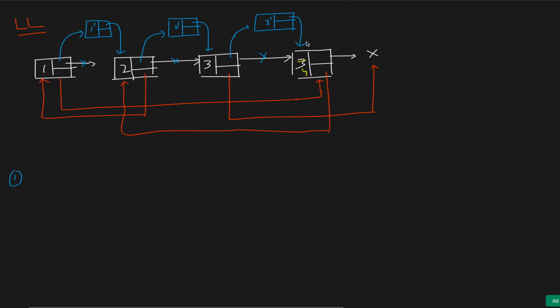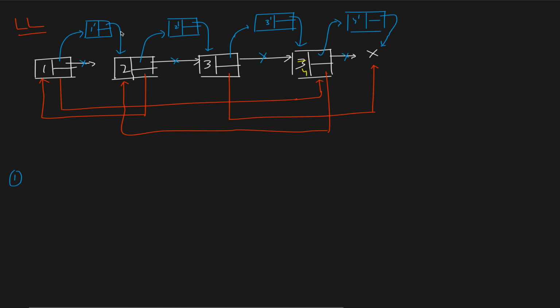After this, we create a copy node for node 4. That's going to be 4 dash. Now, the next of 4 is going to point to 4 dash, and the next of 4 dash is going to point to null. So you can see that I inserted the copy node right after the original node. Now you can see something. These blue nodes are your deep copy nodes. Now they have their next pointers.